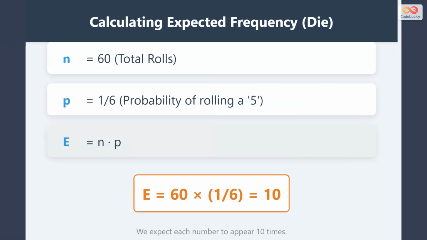Now let's calculate the expected frequency. Our total rolls n is 60. Since the die has 6 sides, the probability p of rolling any specific number like a 5 is 1 over 6. Multiplying 60 by 1/6 gives us 10. So if the die is perfectly fair, we expect each number to appear 10 times.